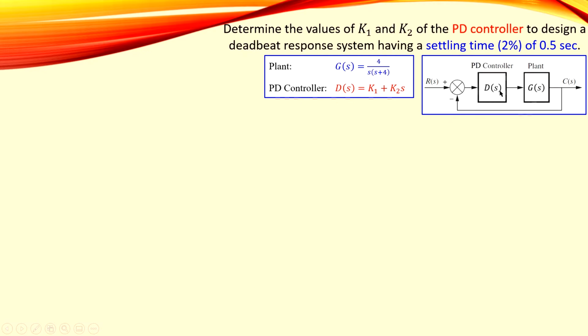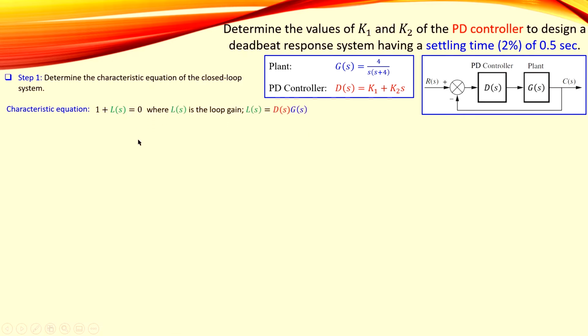We have the PD controller given as D in cascade with our plant, which is shown here in G, and we have the unity gain feedback configuration. So how do we start again for this analysis to determine the K1 and K2? So first step is again determine the characteristic equation of the closed loop system. For the characteristic equation we will use 1 plus the loop gain, so 1 plus L(s) will be equal to 0.